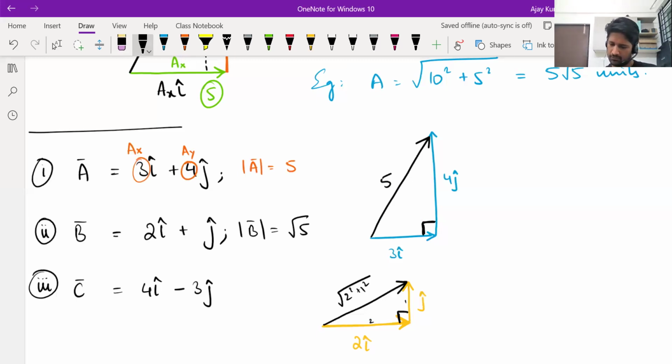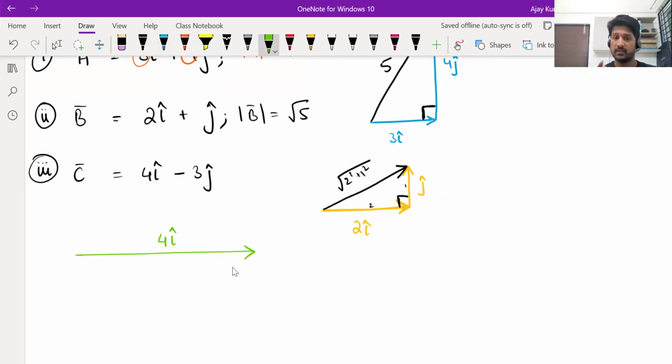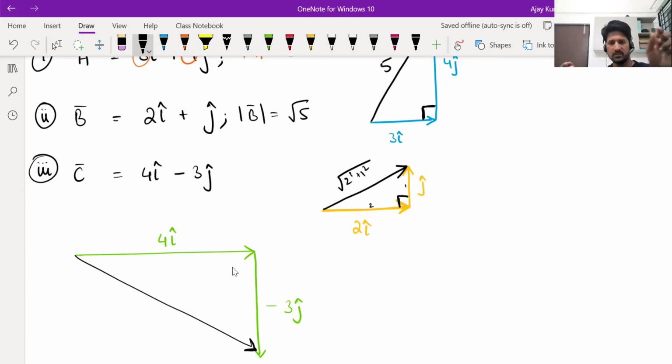Next, the third one, 4i cap minus 3j cap. 4i cap will be to the right. Minus 3j cap. Minus j cap means downward direction. So minus 3j cap would be like this. And again, I have drawn the tail of the second at the head of the first, so I'm supposed to use the triangle law of vector addition. It will be this. Why I prefer using the triangle law when drawing arrows is because you can clearly see the right angle triangle forming, and you can see that the resultant is the hypotenuse. So there's a clear advantage. It will help you solve problems faster.